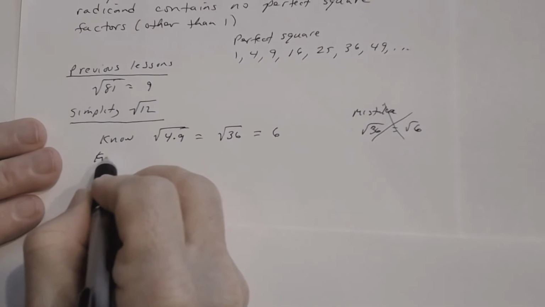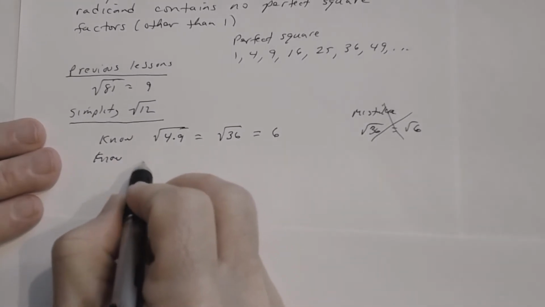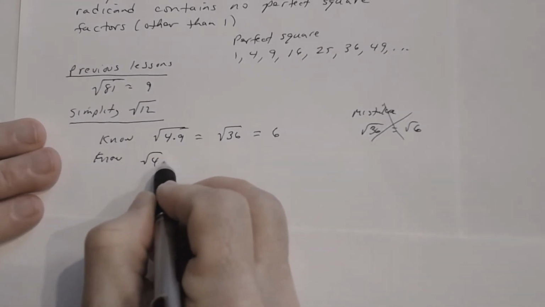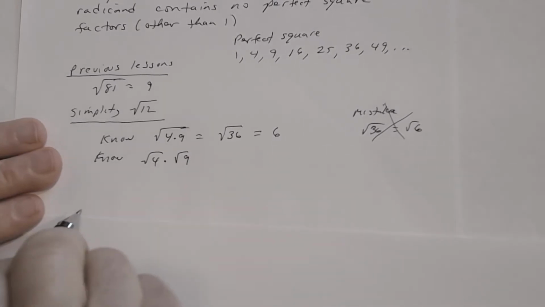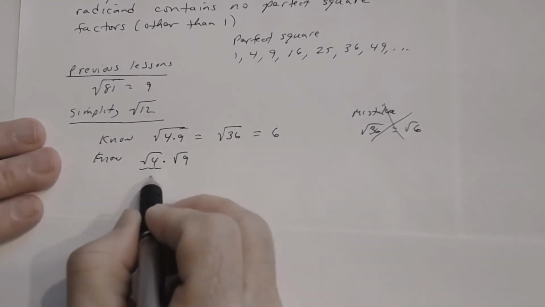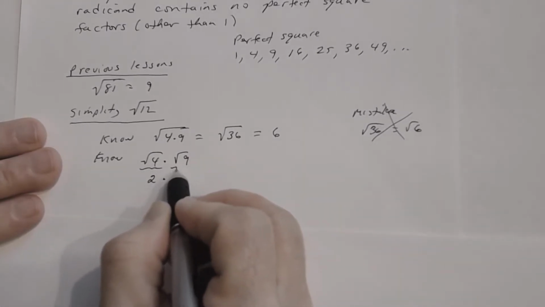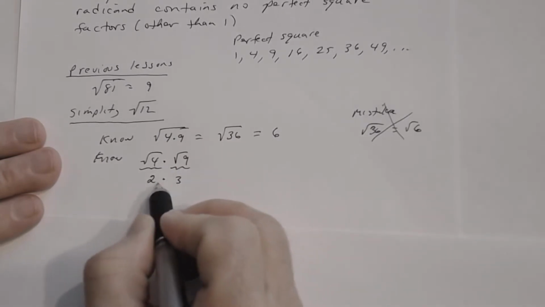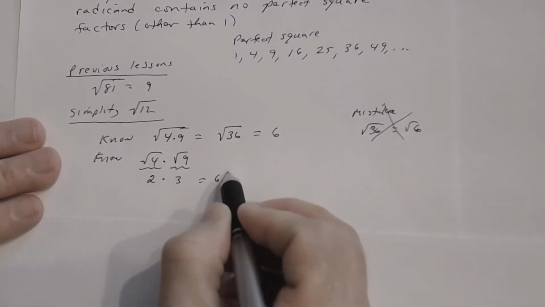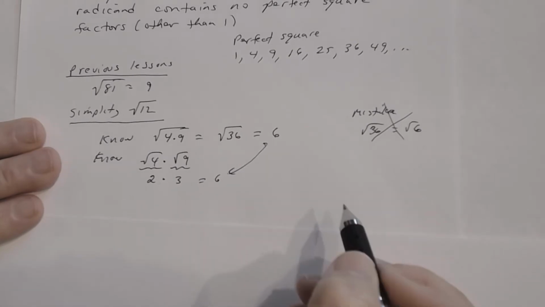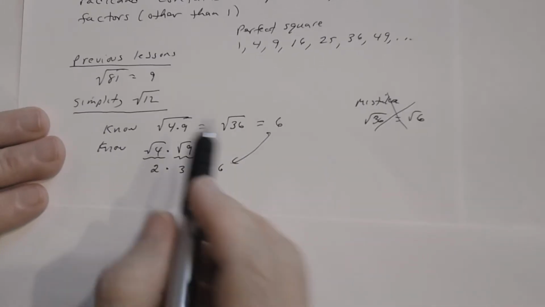We also know that the square root of 4 times the square root of 9, and remember the square root of 4 is 2, the square root of 9 is 3, and 2 times 3 is also equal to 6, right? So those are equal to each other. So what that means is this.